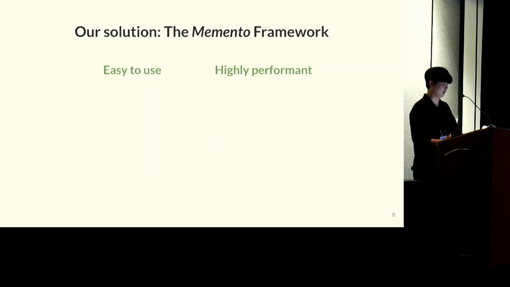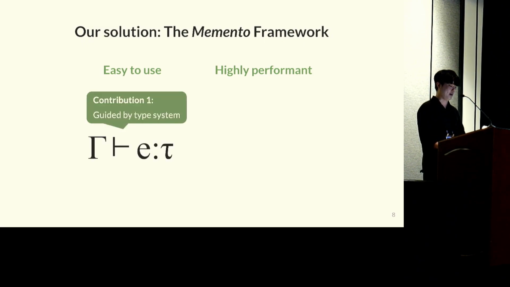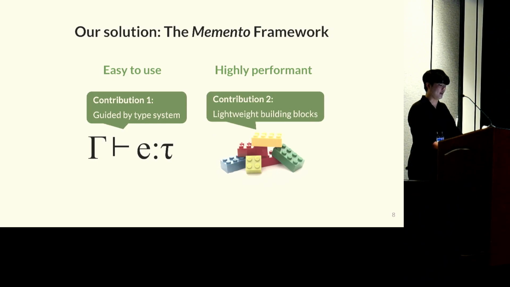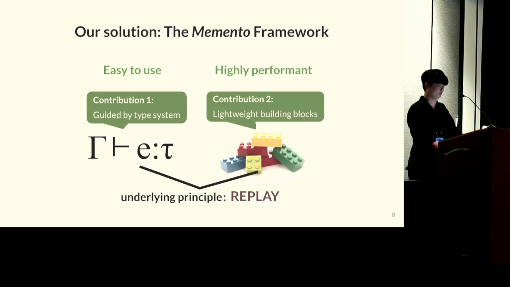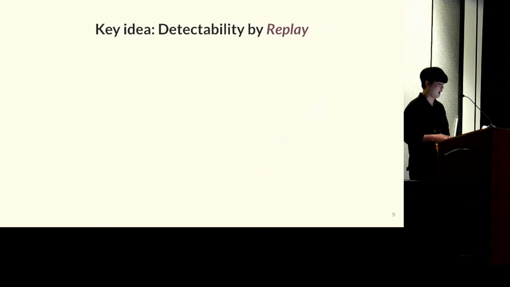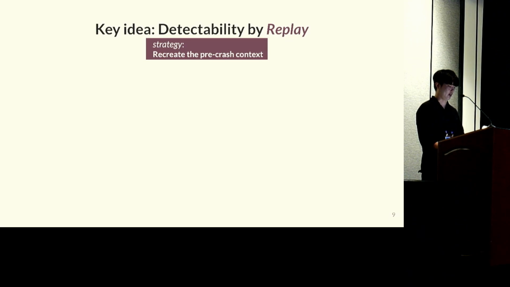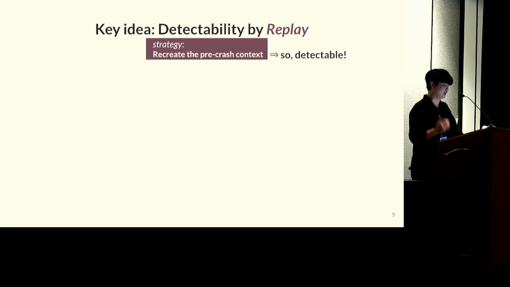Our solution is the Memento framework, which is both easy to use and highly performant. Memento presents a type system that guides to design detectable programs and lightweight building blocks. And our underlying principle is replay. Specifically, our key idea is to achieve detectability by replay. After a crash, we simply rerun the program and recreate the pre-crash context. Detectability, or knowing the extent of operation execution pre-crash, is ensured by fully restoring the pre-crash context.